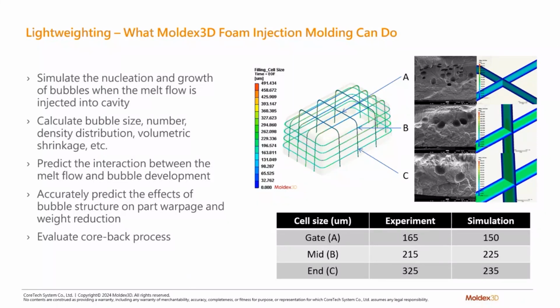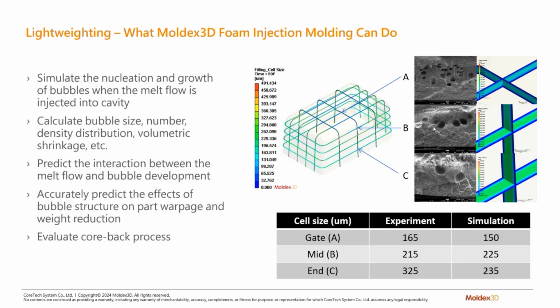Moldex3D can simulate the nucleation and the growth of bubbles when the melt flow is injected into the cavity. It can calculate the bubble size, the number, the density distribution, and the volumetric shrinkage. It can predict the interaction between the melt flow and bubble development. It can accurately predict the effects of bubble structure, the part warpage, and weight reduction, as well as evaluate the core back process.